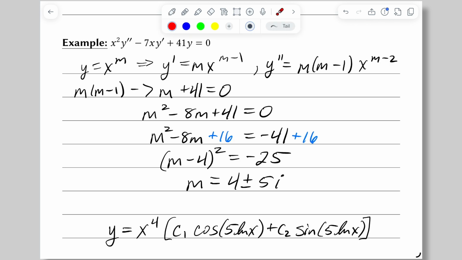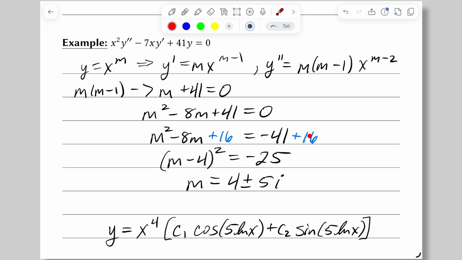Let's see if we match. y prime is m x to the m minus 1. y double prime is m times m minus 1 x to the m minus 2. That seems to keep being the case, doesn't it? Multiplying x squared by that y double prime is going to give us x to the m. By the same token, multiplying x by x to the m minus 1 for y prime's term is going to give us x to the m. You have x to the m's everywhere. I'm jumping to the auxiliary equation: m times the quantity m minus 1, minus 7m, plus 41 is equal to 0.